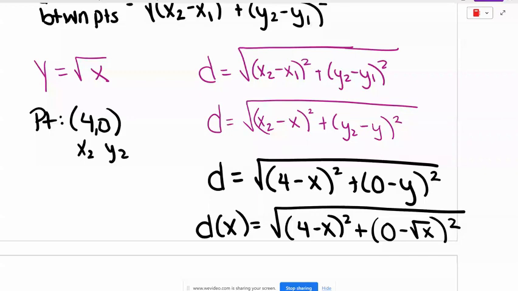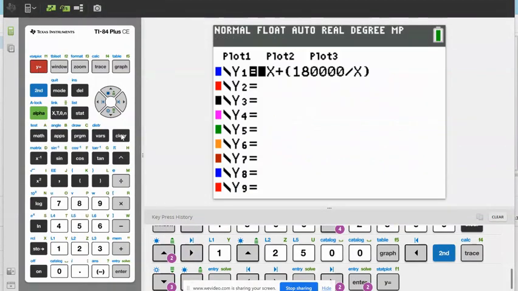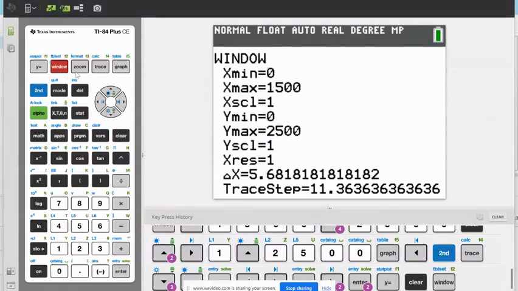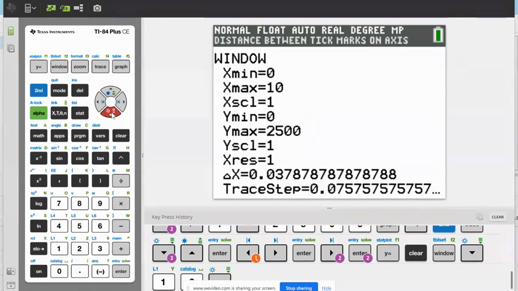Are you ready? Maybe? Okay. Let's go to our calculator. Our window, let's just do 0 to 10. Window x min is 0, x max is 10, and y min will also say is 0, y max will be 10.